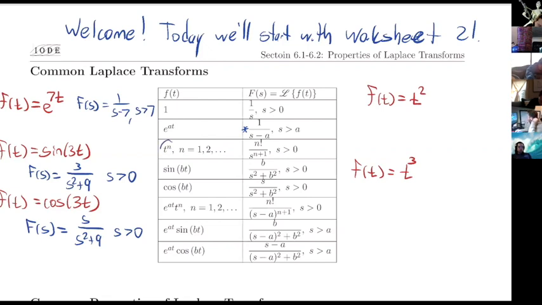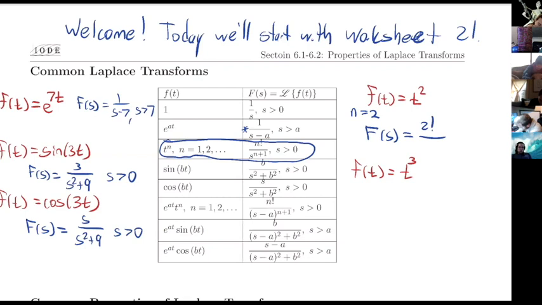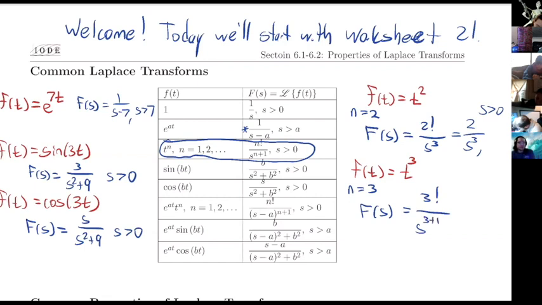Then for these power functions, we can use this formula over here. In this case, we've got n equals 2. So we would have 2 factorial over s cubed, which is 2 over s cubed, for s bigger than 0. And similar idea for this power function, except now the power is 3. So we would get 3 factorial over s to the 3 plus 1, for s bigger than 0.